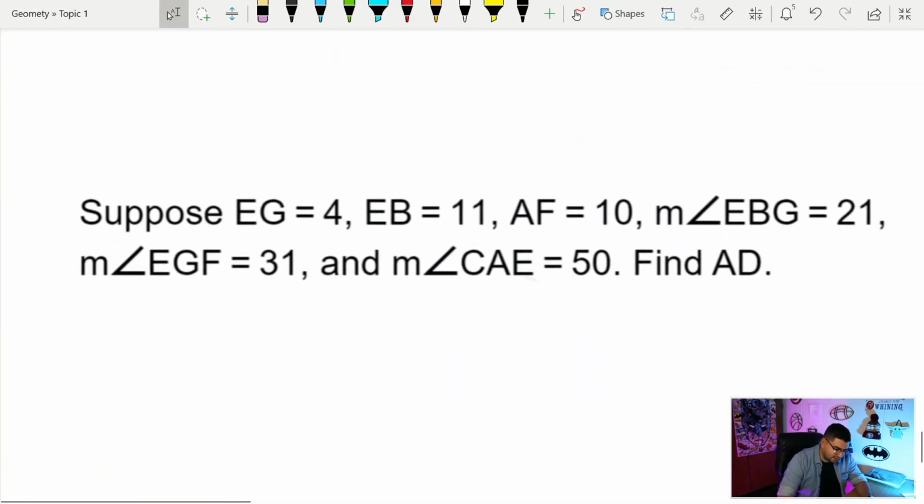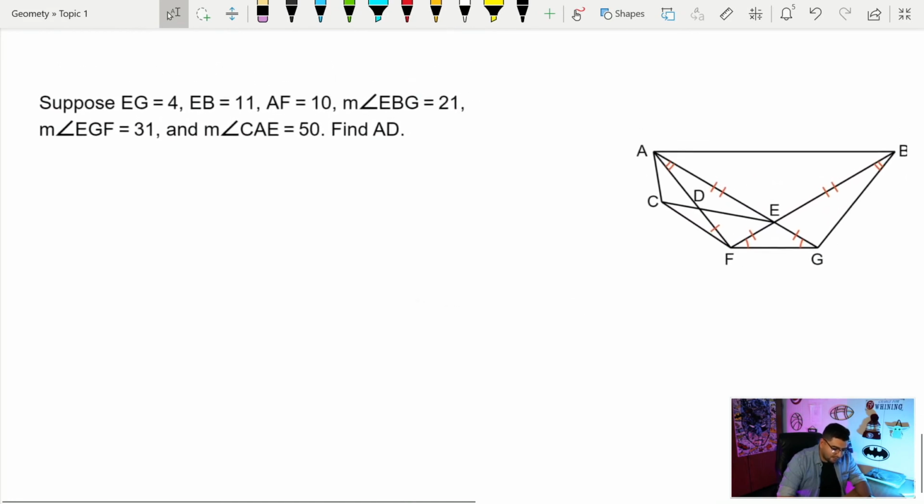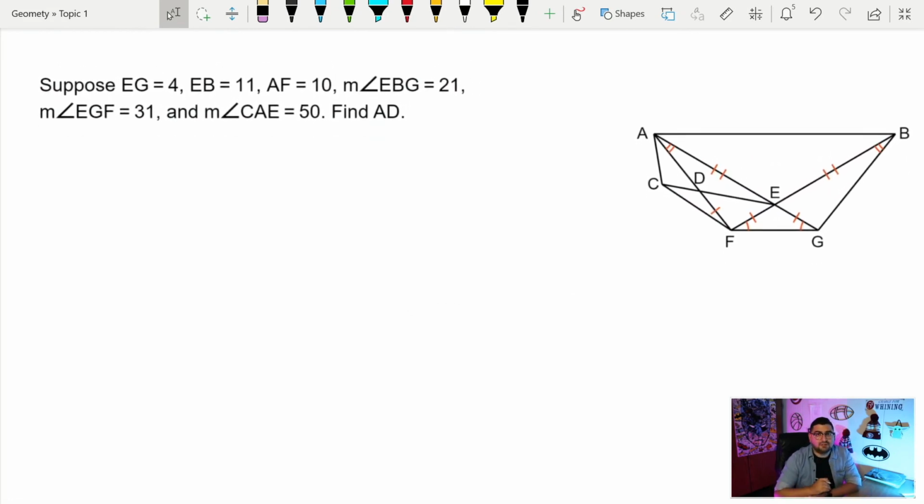Okay, so here's another common problem. They give you a diagram with a bunch of congruency marks, and usually using those congruency marks, you find out the length of certain segments, and you use that to find the length of the segment that they're asking for.